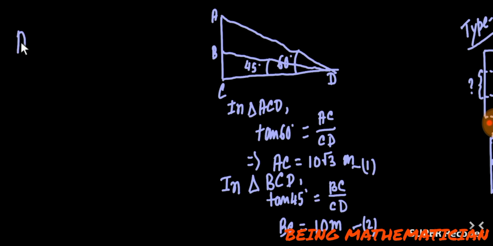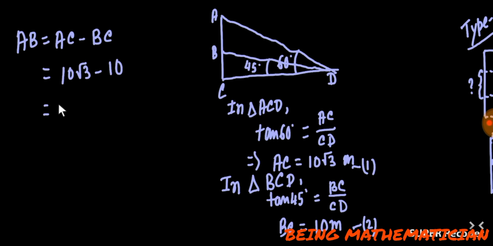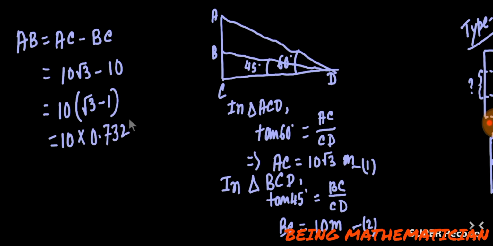So clearly length of AB is equal to AC minus BC. So AC is 10 root 3 and BC is 10. So 10 into root 3 minus 1, and it will be 10 into 0.732, because root 3 is 1.732. So it will be 7.32 approximately.